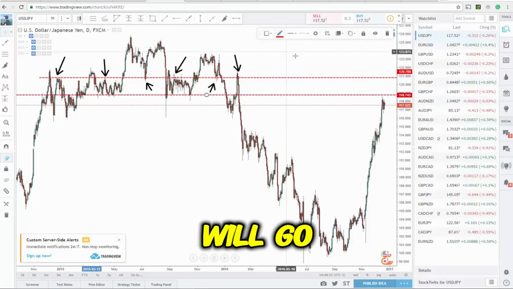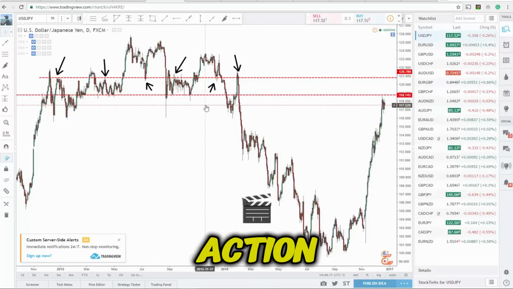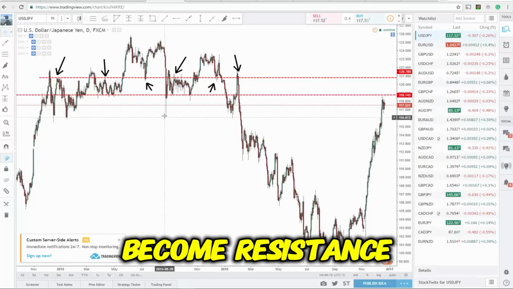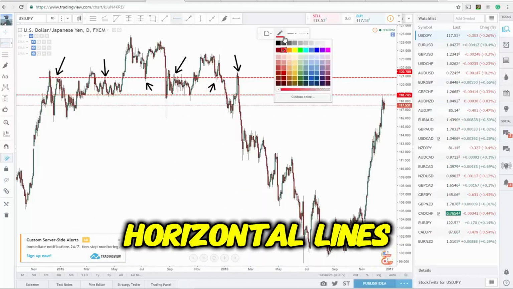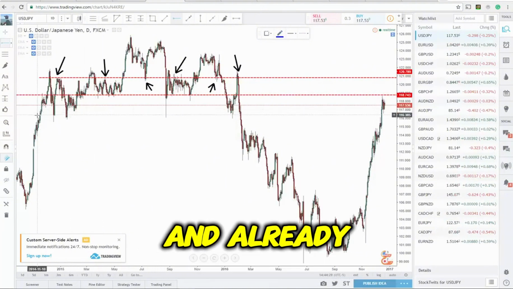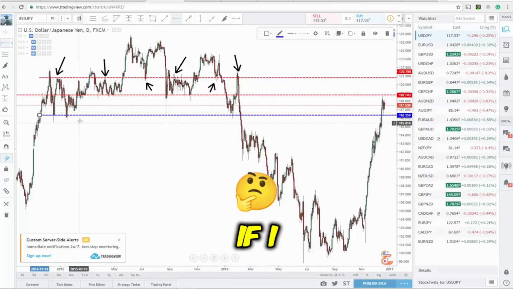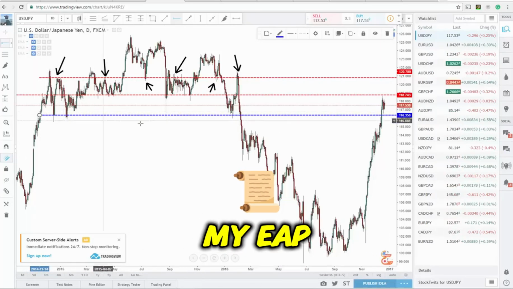Change this to red. We'll go red for the resistance levels that we're looking for, the levels above price action that we expect to become resistance. And we will go with blue horizontal lines for our major levels of support. And already I spot my major level of support that I'm looking to get involved in the market if I get that entry reason based on my EAP rules.